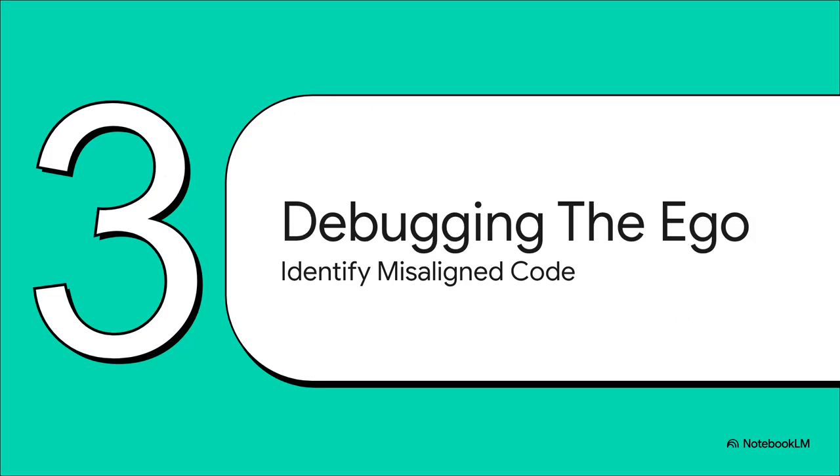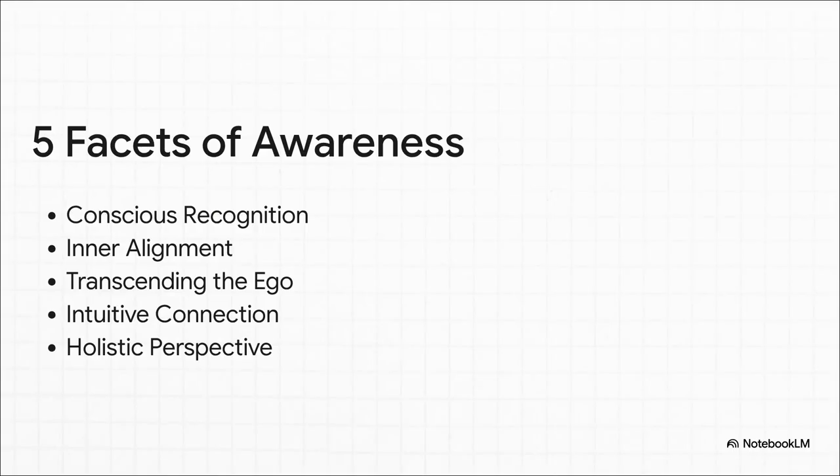Which brings us right to the debugging process. Look, any developer knows you can't fix a bug you can't find. So this part is all about using self-awareness to locate the ego's patterns, those specific lines of misaligned code that are causing all the runtime errors in our lives. Now, self-awareness isn't just one thing. It's more like a full diagnostic suite. Think of these 5 facets as the core functions in our dev kit.